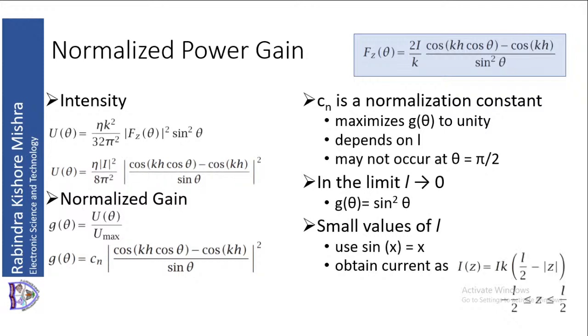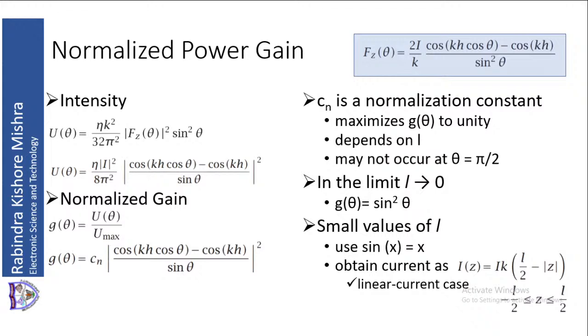Now the current will be I(z) is equal to I sin k(L by 2 minus absolute z). Now sin x is equal to x, so for that we will put I k(L by 2 minus absolute of z), for minus L by 2 less than z less than L by 2. If you look at the current, this is like a straight line. The current distribution goes up, then comes down, so it is like a triangular distribution over the antenna.